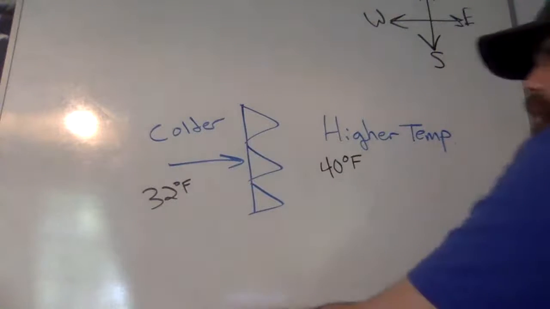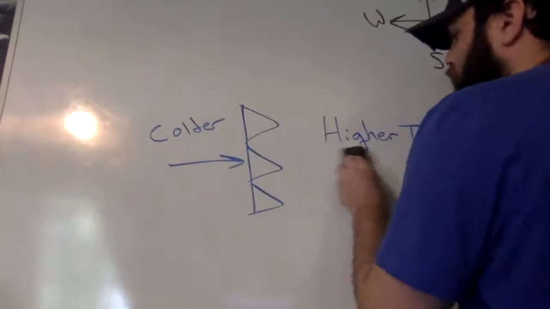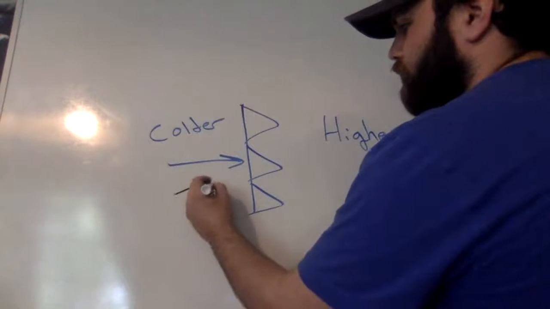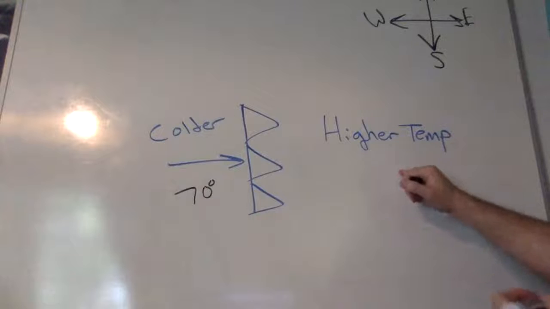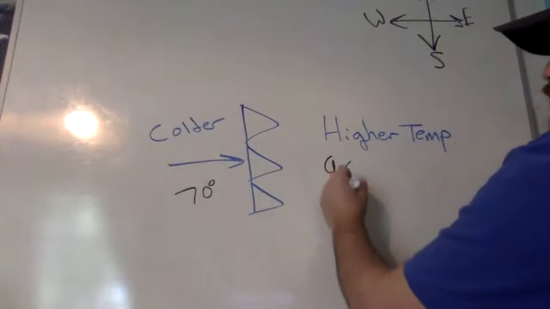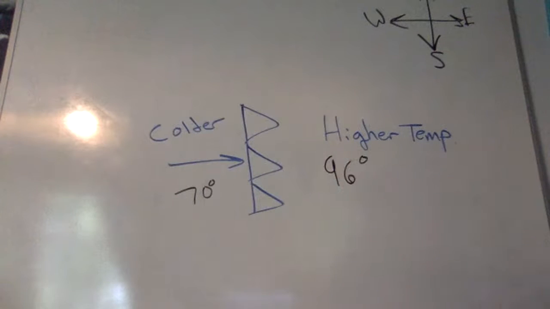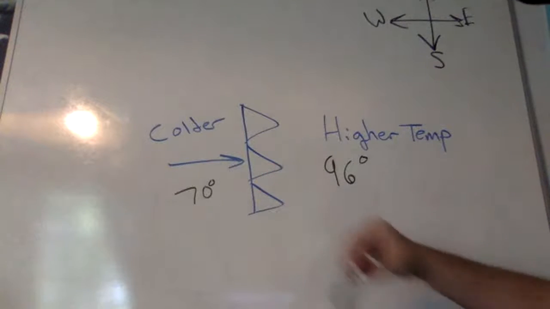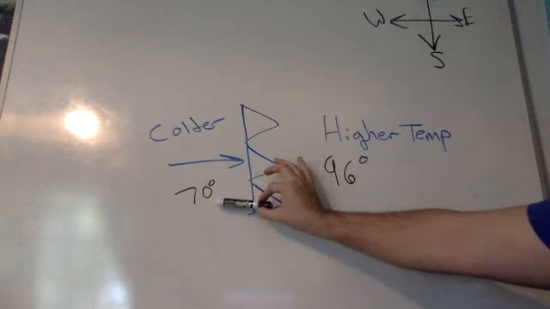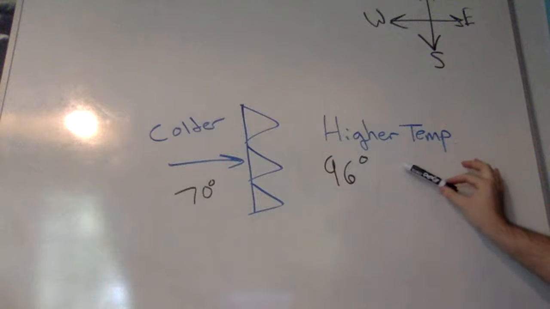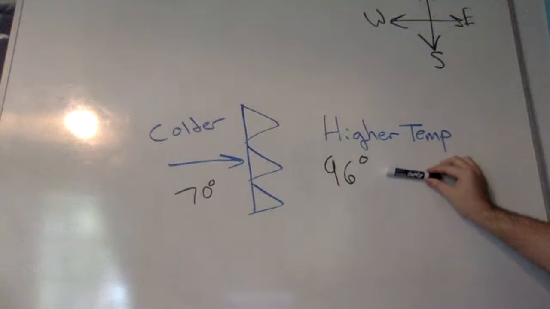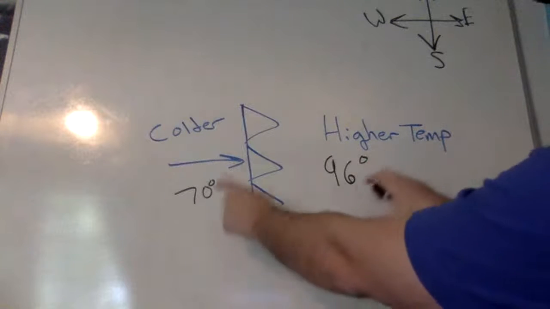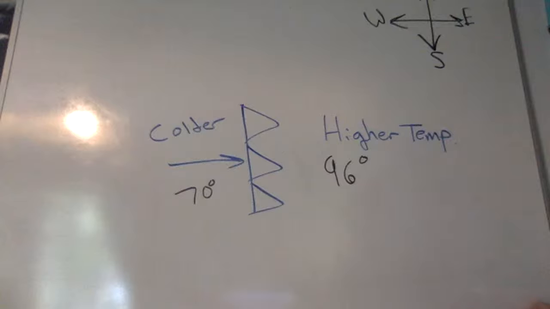Now, you could also, during the summer, have a cold front that is possibly 70 degrees, whereas the higher temperature could be a really hot summer day where it's 96. So just because it's a cold front doesn't mean it has to have freezing temperatures. It could just be a cooler temperature than what the warm air masses towards the east would be. And that's if it's moving this way. If I flipped it around, the temperatures would be flipped.